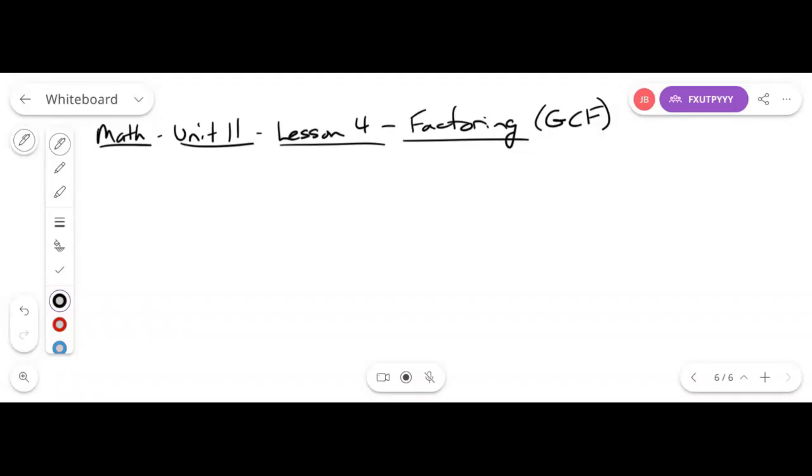Right, today for our math, we are going to be looking at factoring. So we're going to start off by reviewing a few things.